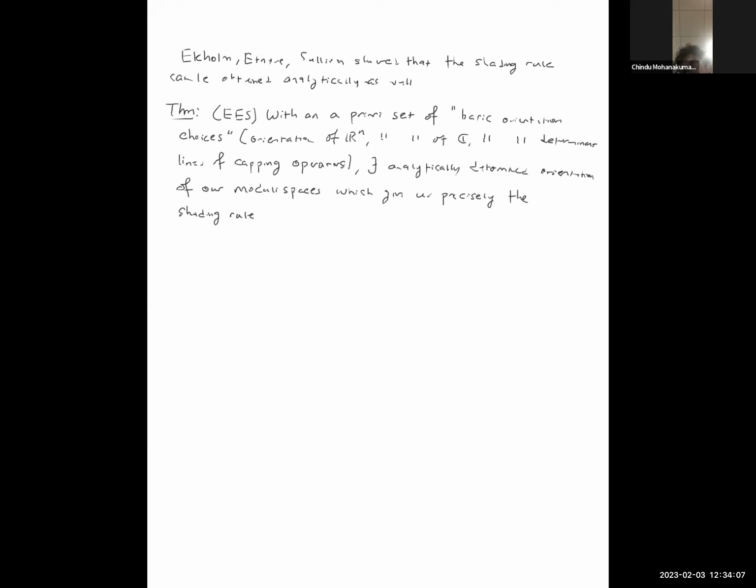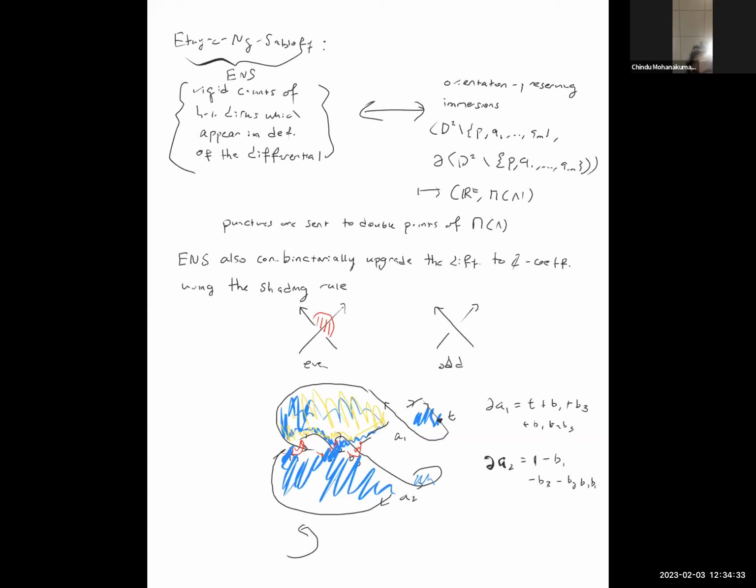Let me stop here and ask for questions. Are there any questions so far? Okay, cool. Okay. So now we get. I had a quick question just to make sure I understand the previous slide. Let me go to the previous one. So punctures go to double points. This is in the projection that they go to the double points. Mm-hmm. Okay. Yeah. Right.